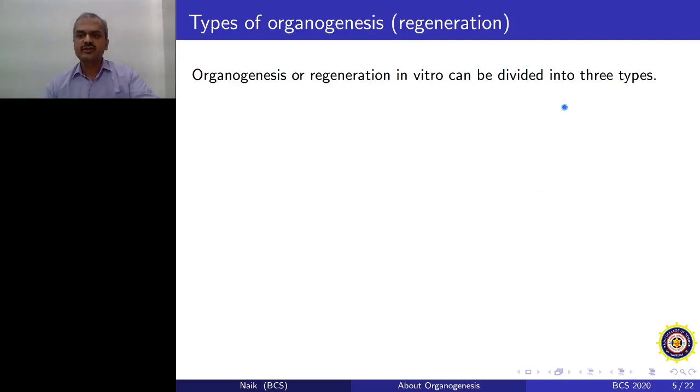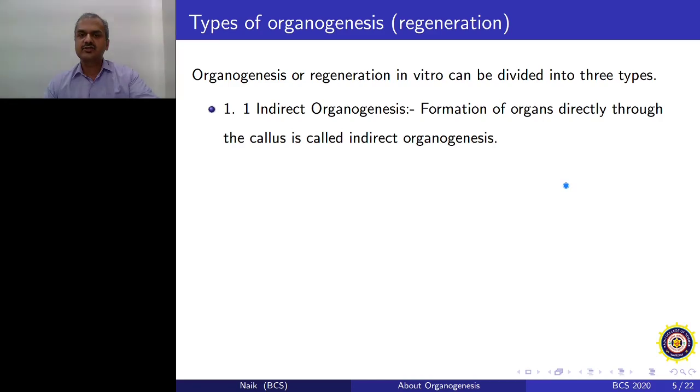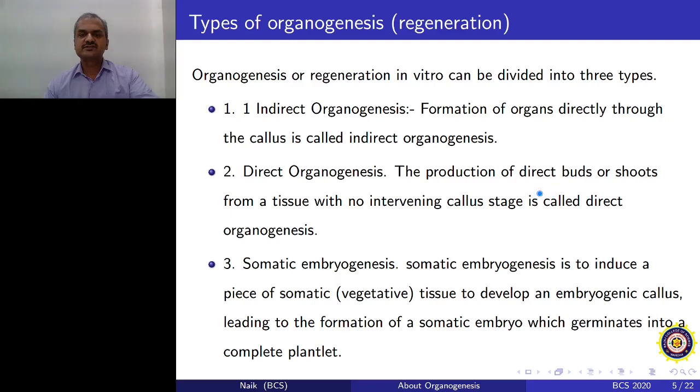Organogenesis or regeneration in vitro can again be divided into two types: indirect organogenesis, the formation of organs through callus formation, which is called indirect organogenesis, and direct organogenesis. Direct organogenesis is basically the production of direct buds or shoot buds from a tissue without any intervening callus stage. So there won't be any callus induction stage in direct organogenesis. Whenever there is no intervening callus formation, it is direct organogenesis.